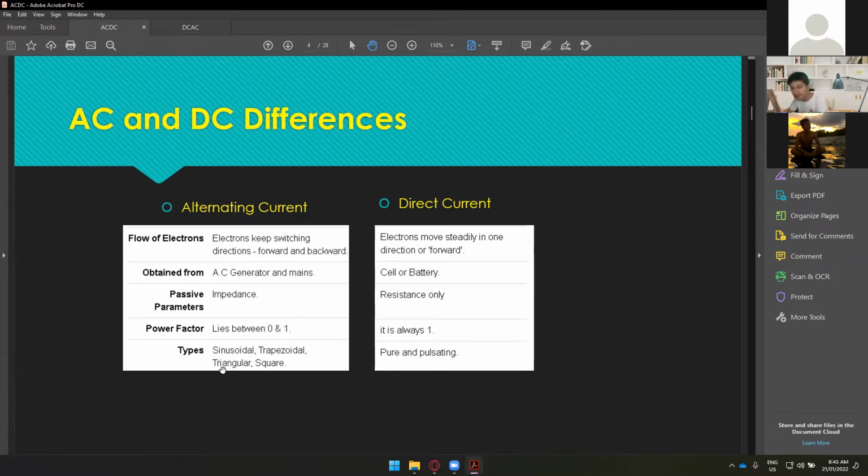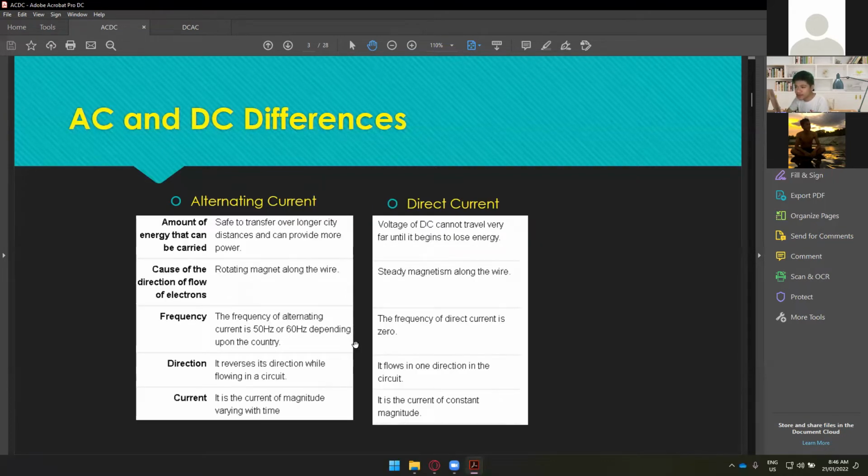So we have here the types of waves. We have sinusoidal, trapezoidal, triangular, square, any kind of wave that can flow from positive to negative. But in DC it's just pure or pulsating, as long as that pulsating is still on the positive side, or vice versa, it could also be pure but only on the negative side. As long as it only has one side: if it's positive, that's positive; if it's negative, that's negative. Okay, so are we clear so far regarding the differences?